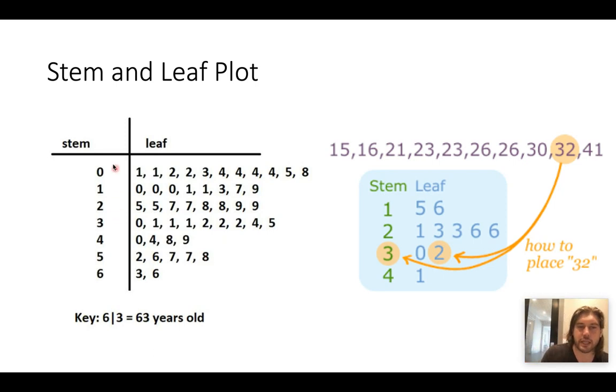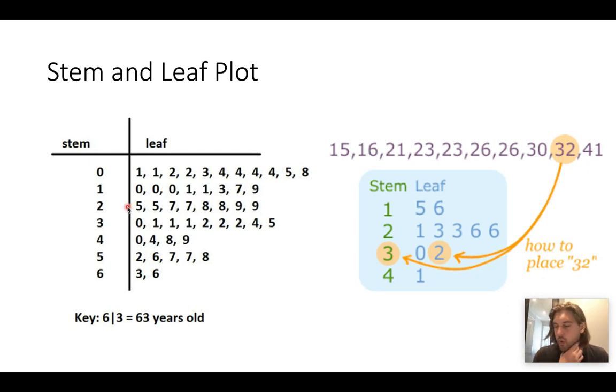So if we move down to other decades, then here we have a 1. So now all of the numbers in this leaf section are going to start with a 1. So this 0 doesn't mean 0 years old. It means 10 years old. This 0 doesn't mean 0. It means 10 years old. This 1 means 11 years old. This 1 means 11 years old. This 3 means 13 years old. This means 17. This means 19. So we had 3 10-year-olds, 2 11-year-olds, 1 13-year-old, 1 17-year-old, and 1 19-year-old.